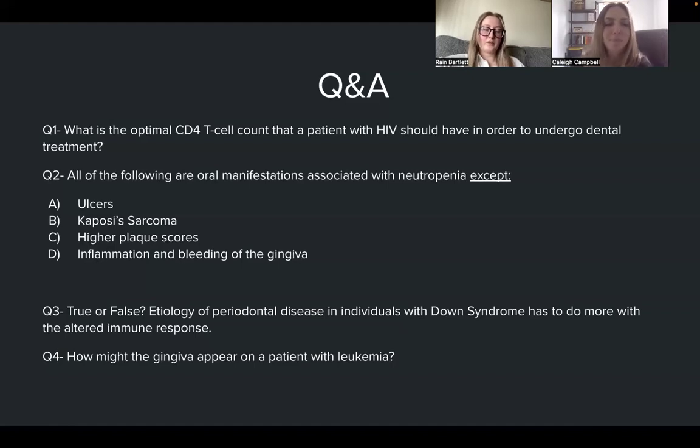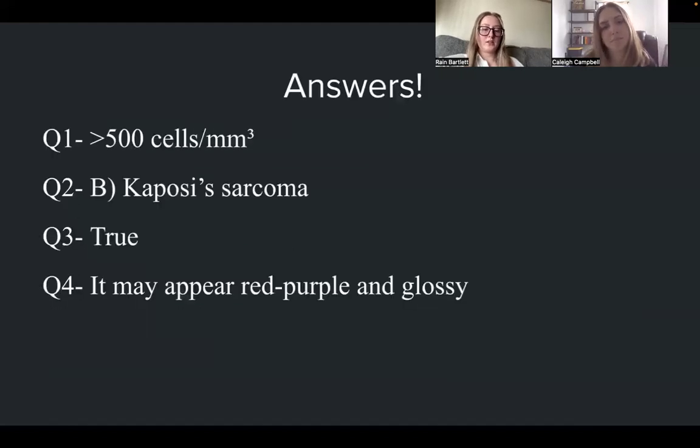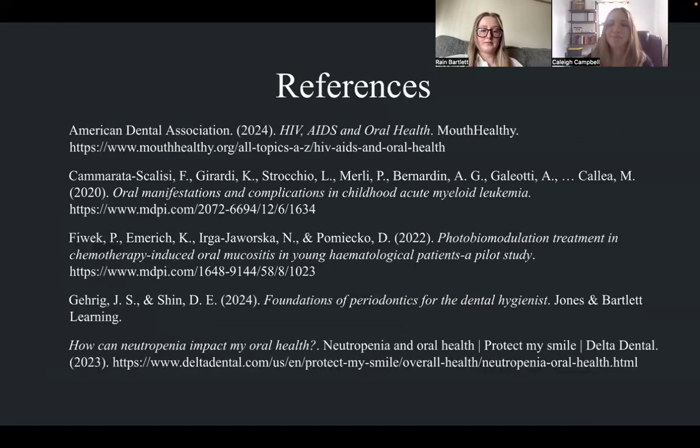Question 3, true or false? Etiology of periodontal disease in individuals with Down syndrome has to do more with the altered immune response. Do you know the answer? True. Yep. And then question 4, how might the gingiva appear on a patient with leukemia? The answer is it's going to be red, purple, and glossy. And we have the answers here, so you can go back through and study what you need to study. And that is all we have.